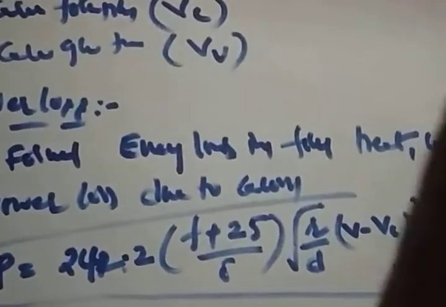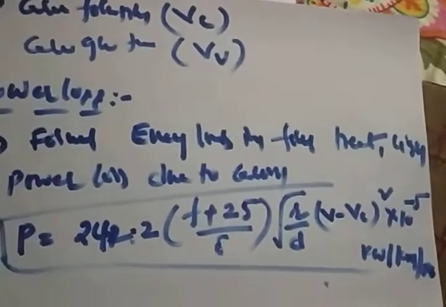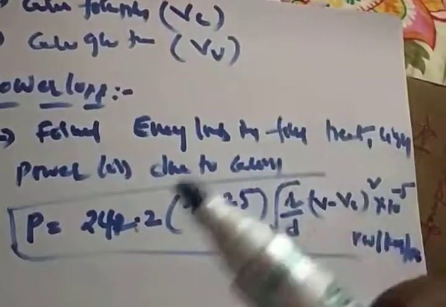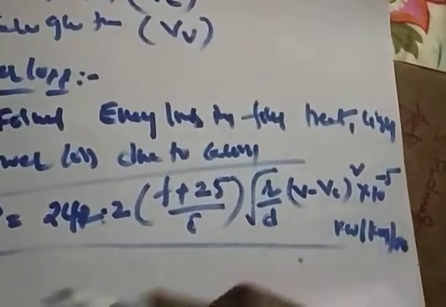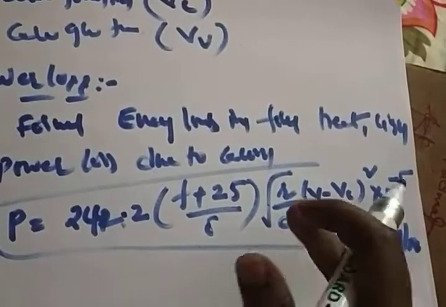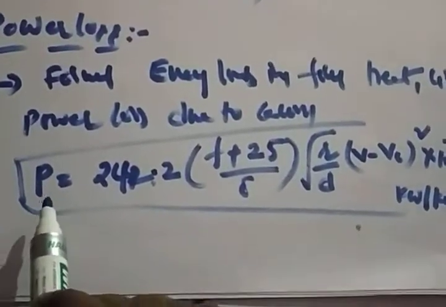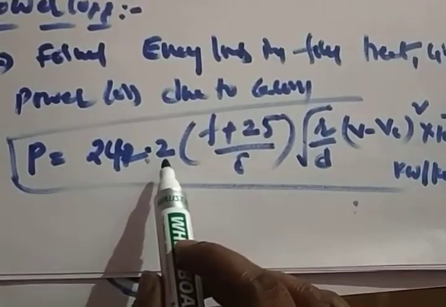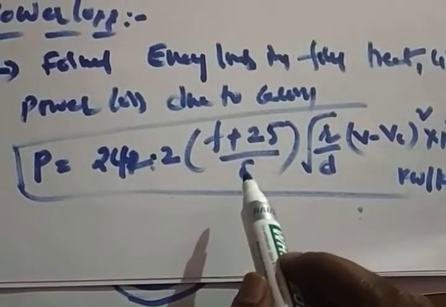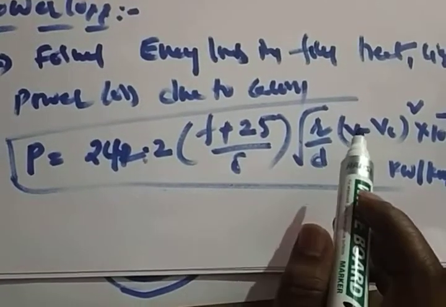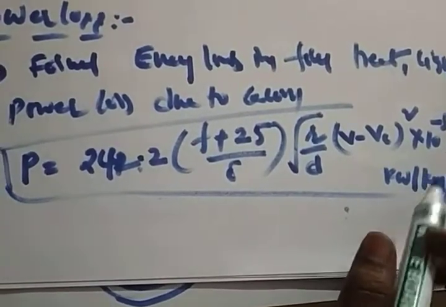So why the power loss? When forming a corona there will be energy loss, in the form of heat, light and some chemical reactions. When the critical disruptive voltage is crossed, definitely the corona will form, then the glow will form. Due to that some losses will develop. That energy loss we can calculate as 242.2 (f + 25) / δ times the square root of r/d times (V − Vc) into 10 power minus 5.